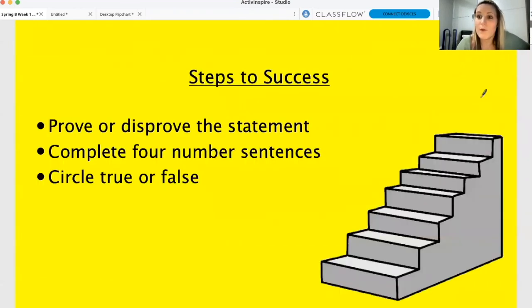So you need to today prove or disprove the statement, complete 4 number sentences, except for the one that you only need 3 of, and then circle whether it's true or false. So that was a lot to listen to, lots to go through there. So if you need to go back to the video and rewind it for each statement, please do. And if you get stuck, we are here to help.